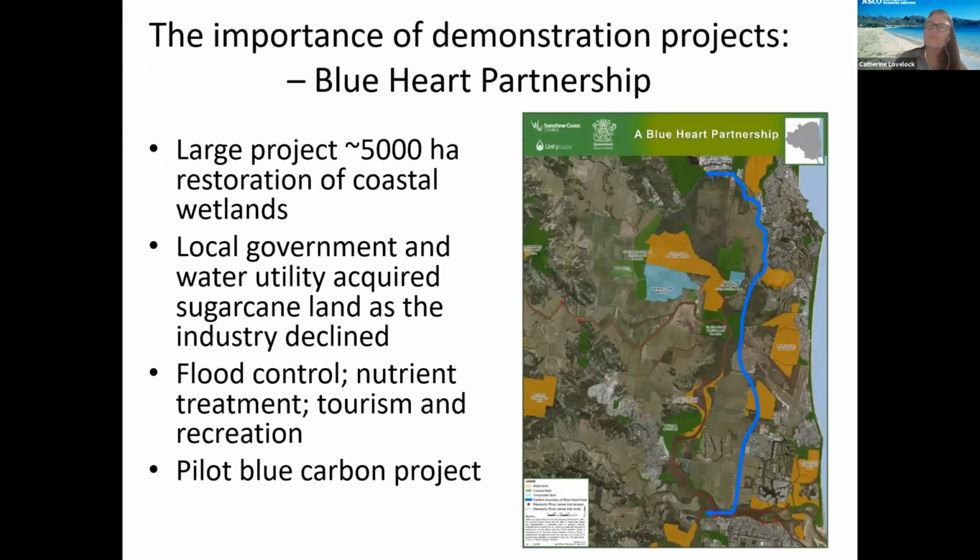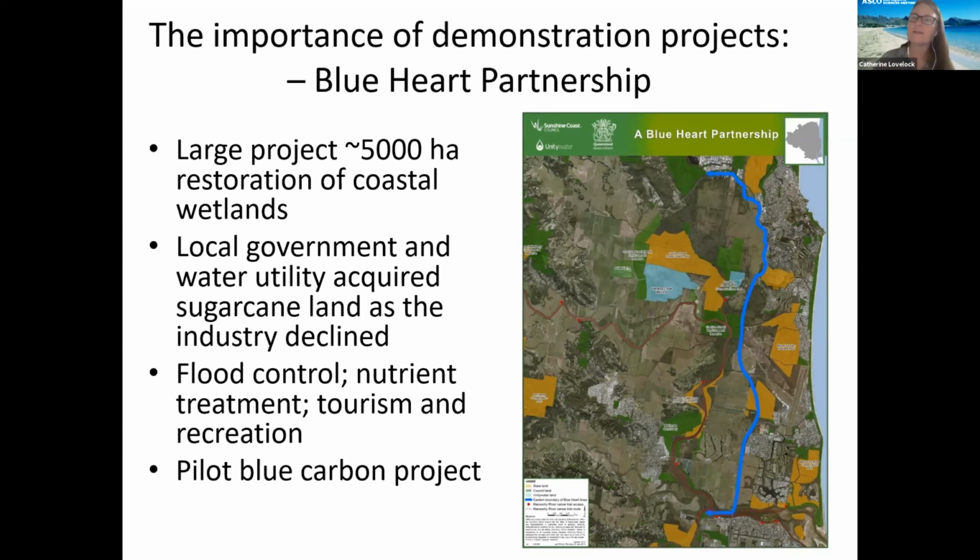I wanted to also say, when we're developing these new mechanisms for doing restoration and integrating restoration with blue carbon, the importance of demonstration projects. This is one that's happening in Queensland. It's a large restoration project, 5,000 hectares, called the Blue Heart Partnership. It's a partnership between local government, state government, and water utility. They have acquired lands jointly together to form this Blue Heart that were sugarcane and that now are transitioning back to coastal wetlands.